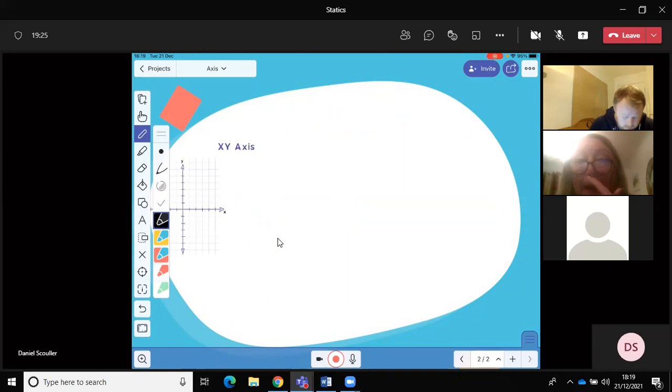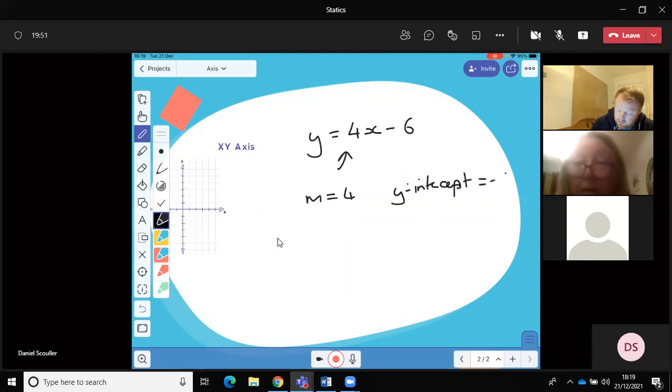Okay, so if you got given y equals 4x minus 6, picking out different parts of that. Your gradient in this case is 4, your y-intercept would equal -6. That would give you the coordinate of where it cuts the y-axis, 0, -6. So it might ask for it in that format. If it asks for the y-intercept, put it in the coordinate format. Remember the coordinates are always x, y.